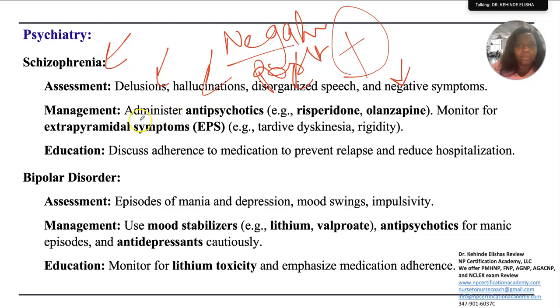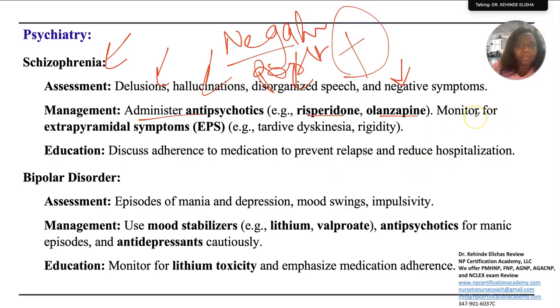How do we manage this patient? Of course, it is psychosis, right? You're going to treat it with antipsychotics, like risperidone or olanzapine. We have a whole lot of antipsychotics. And don't forget, there are two main types of antipsychotics. We have the first gen and we have the second gen. With our second gen, they are frequently given and they have what? Less EPS side effects, like risperidone or olanzapine, quetiapine, clozapine, and so on and so forth.